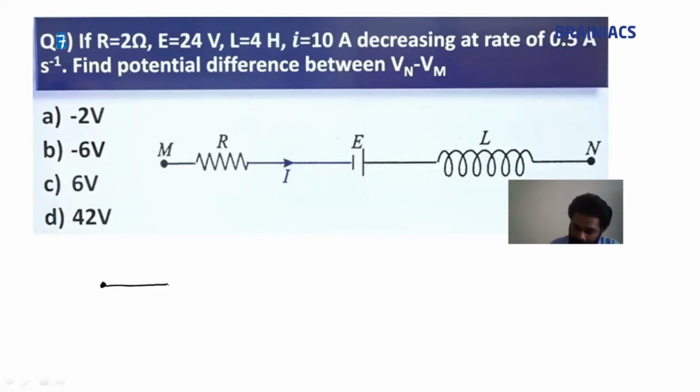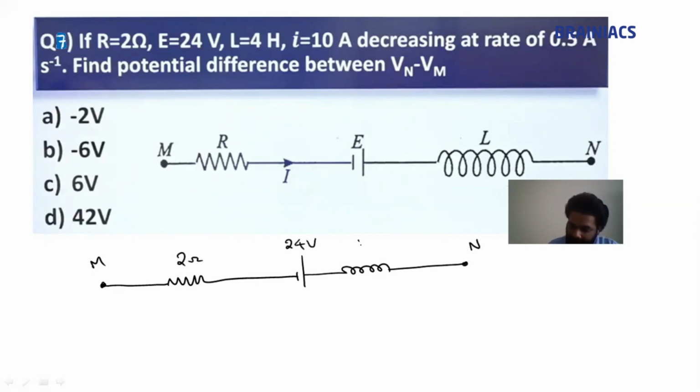So this is what Mn. Resistance is 2 ohm. Battery is 24 volt. And here there will be a voltage drop VL. How much will be VL? VL will be L di by dt. So its value is going to be 4 into 0.5. What will be the polarity?